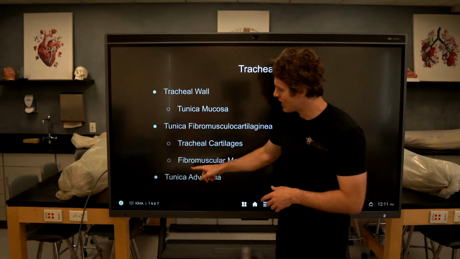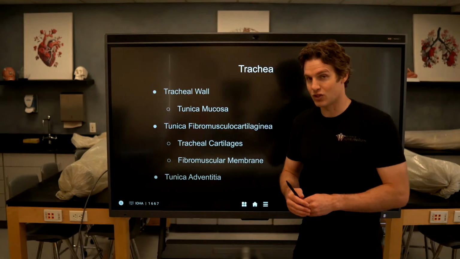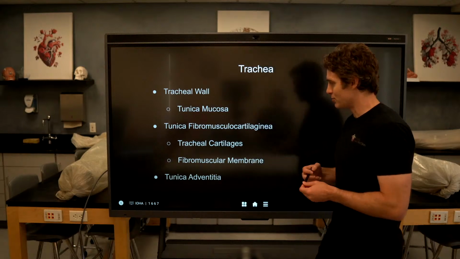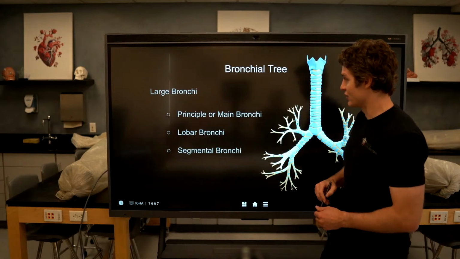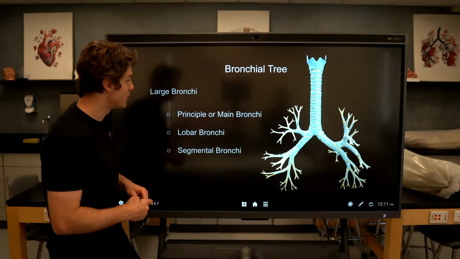And then we just have this outer layer that I'll show you, the tunica adventitia, which is this areolar loose connective tissue. Sorry that we didn't have any pictures there, but we'll get a good look at it on the cadaver dissection. But let's break down the bronchial tree into a little bit more detail here.